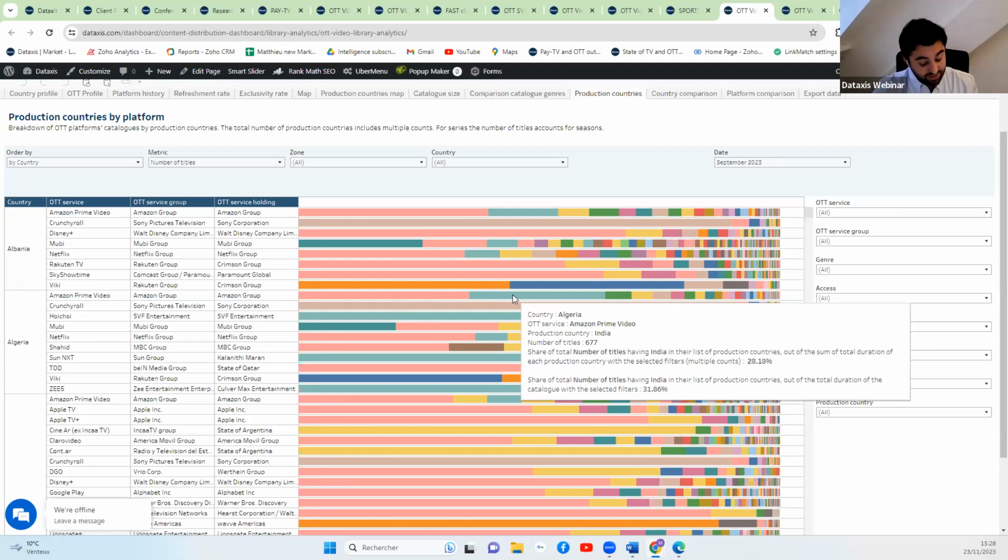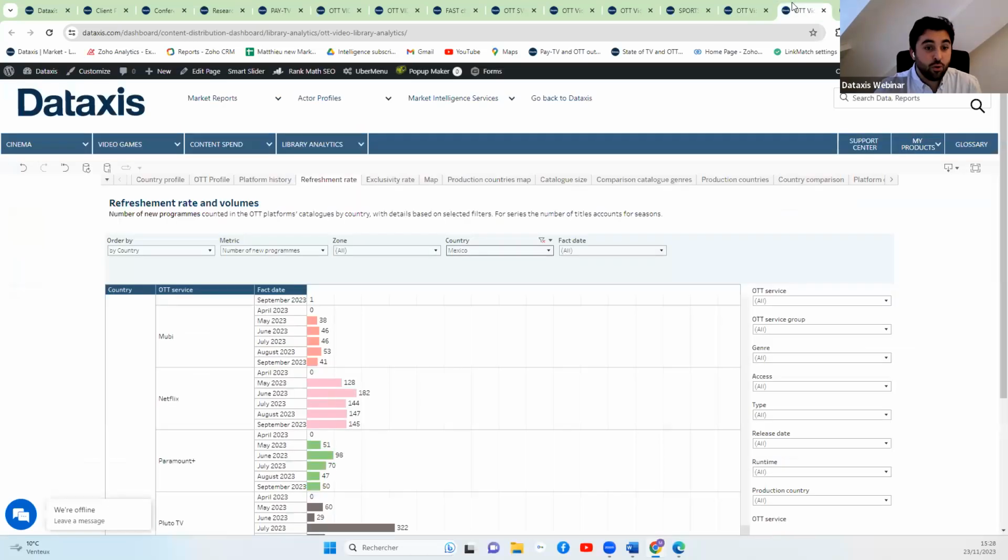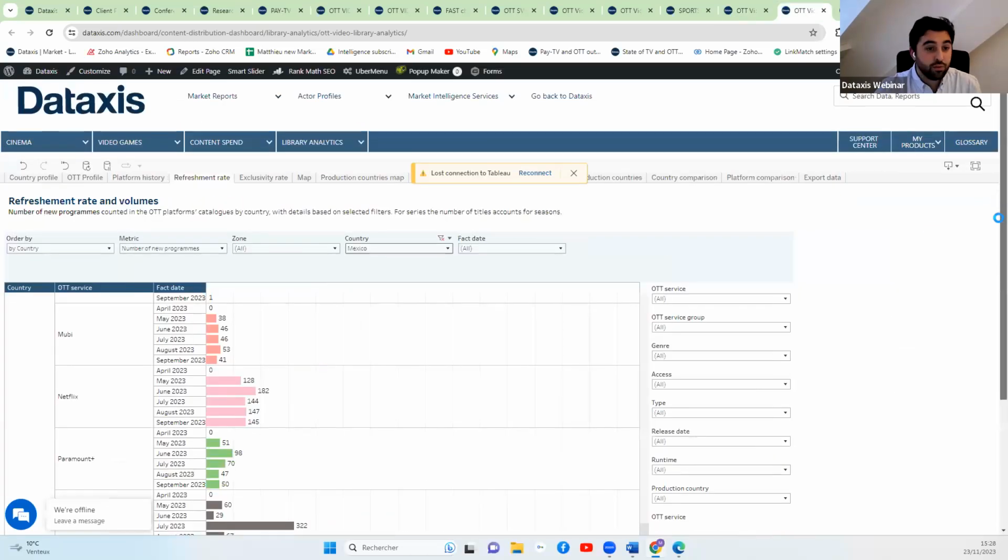The other view that is really key is the one related to refreshment, because we've seen that you need to have a big catalog, you need to have diversified genres, you need to have local content. But you also need to have new content because you need to keep the subscribers once they're there. So there needs to be a feed, if I can speak like that. So that's what we have also on that view.